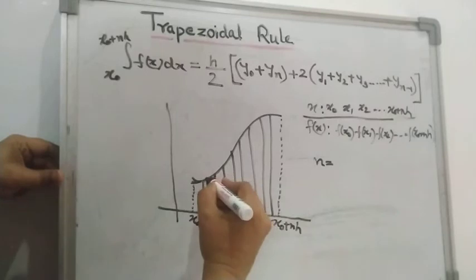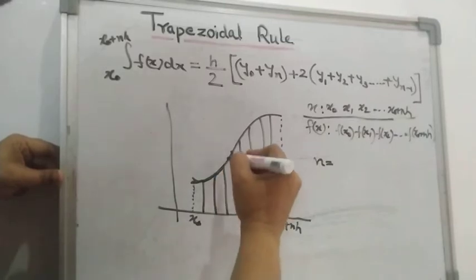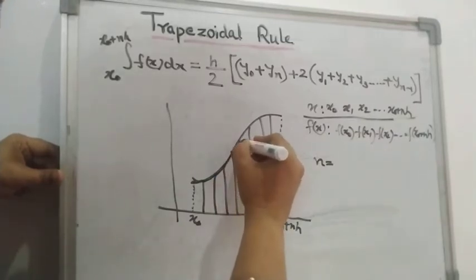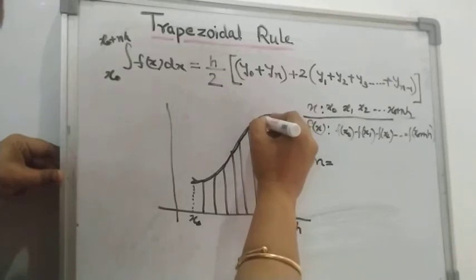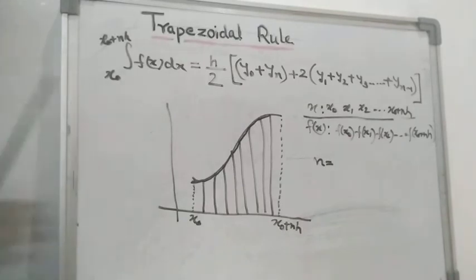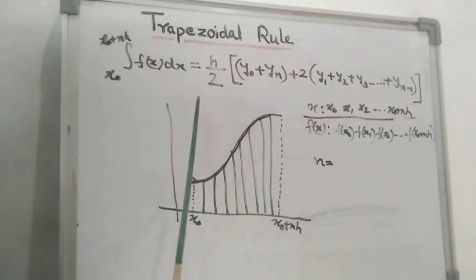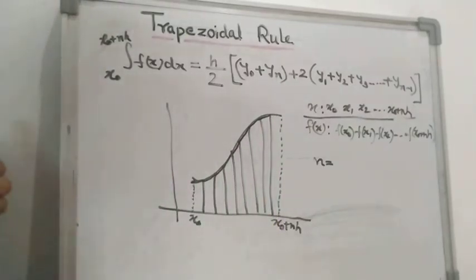We need to join these points from here to here, because it is a curve. If you join, you will get so many trapezoids here, because these lines are parallel. These two lines are parallel, so this is the shape of the trapezoid. So we get so many trapezoids, and this formula is nothing but the area of the trapezoids. Because so many trapezoids are there, we get this so many times. So the formula is in this way, and it works in this way only.